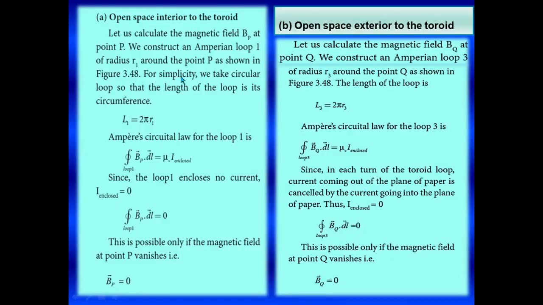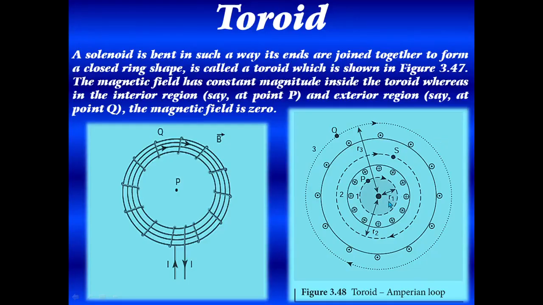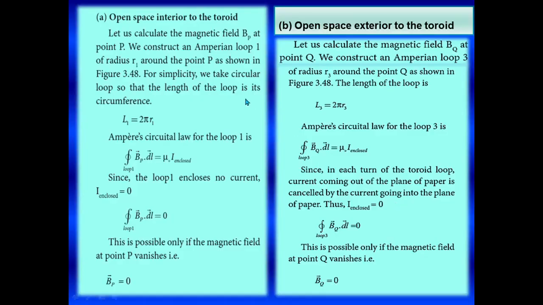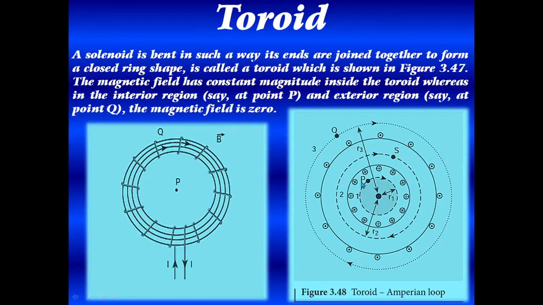First, option A, open space interior to the toroid. The radius of the Amperian circular loop is R1. Now, let us calculate the magnetic field BP at the point P. This is the point P.